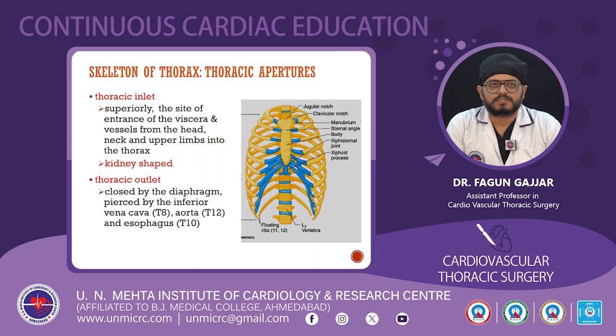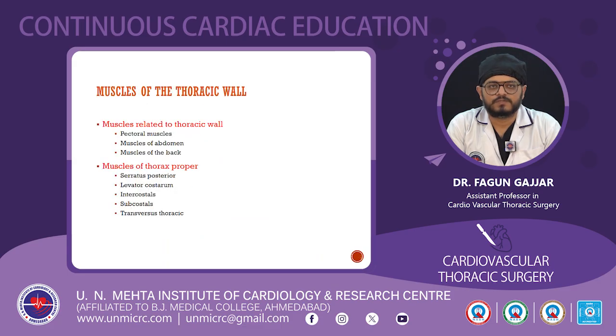Regarding the thoracic apertures, the thoracic inlet is lying superiorly. It is the site of entrance of the viscera and the vessels from the head and neck and upper limbs into the thorax. It is kidney shaped. While the thoracic outlet is closed by the diaphragm, pierced by the inferior vena cava, aorta and the esophagus.